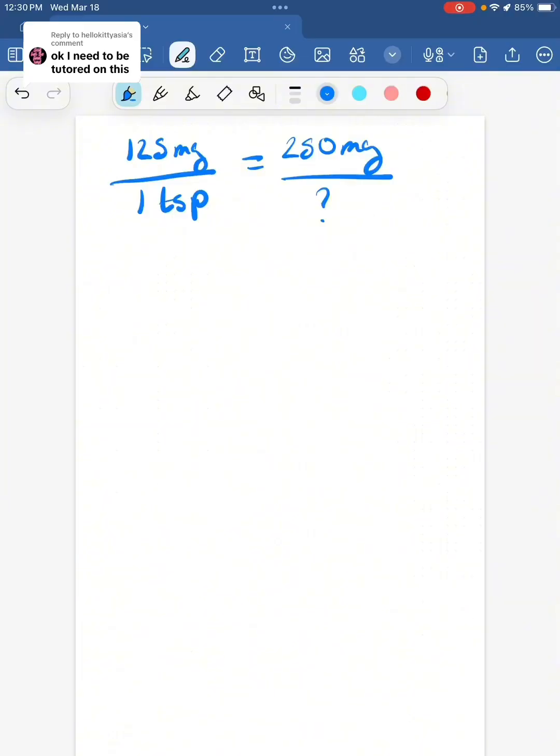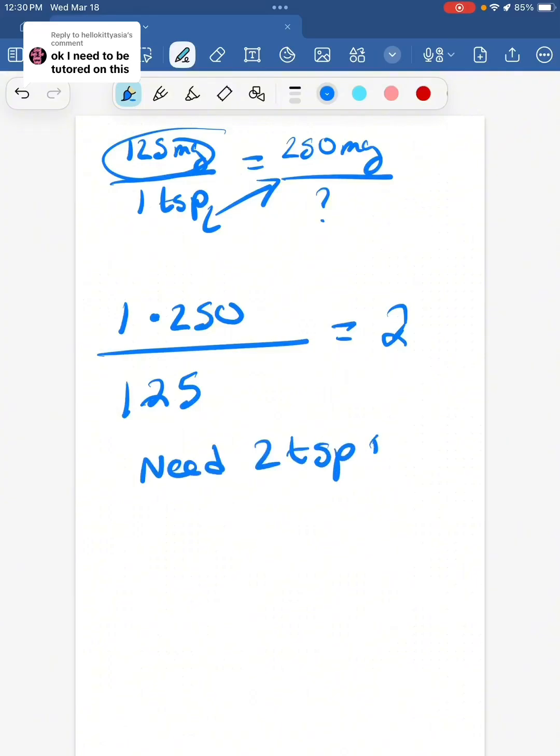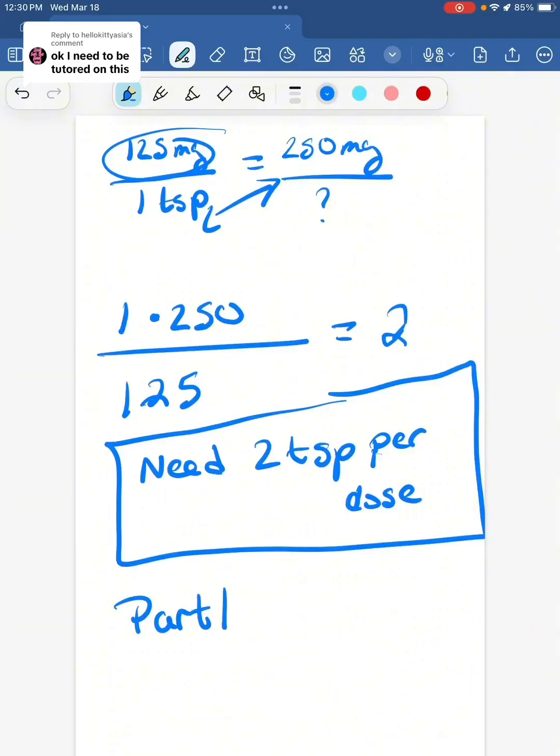So we're going to cross multiply. We're going to multiply these two together, 1 times 250, and then we're going to divide by this one, 125, which equals 2. So we need 2 teaspoons per dose. So this was part 1: how many teaspoons per dose? And we used our cross multiplying.